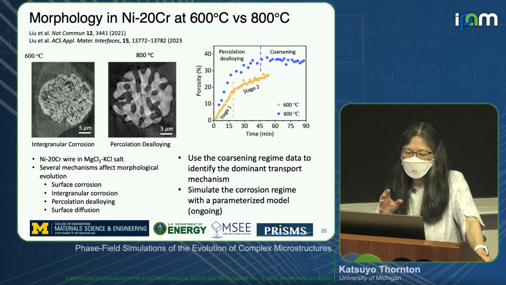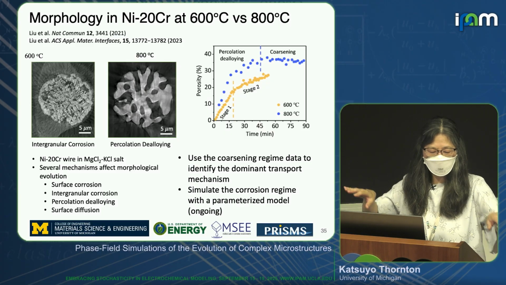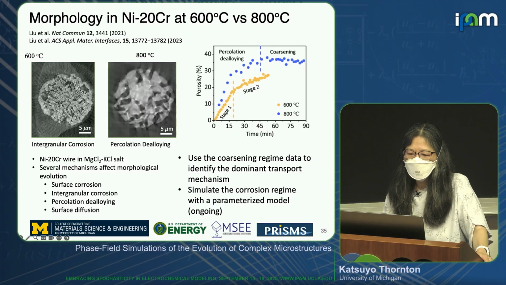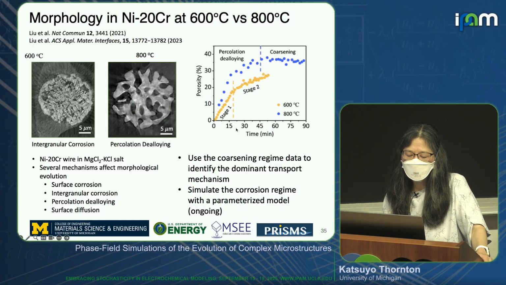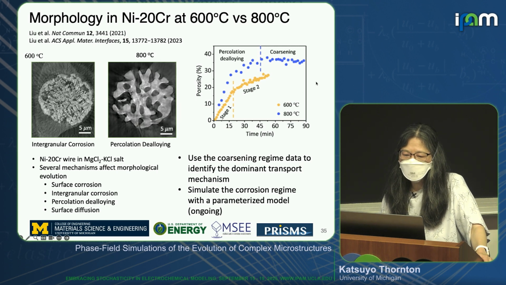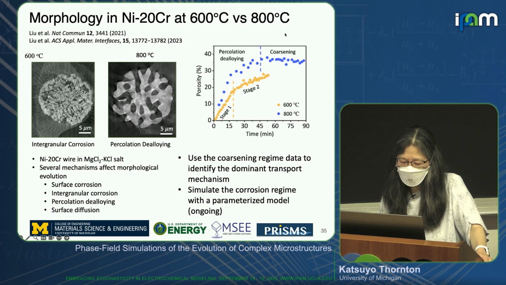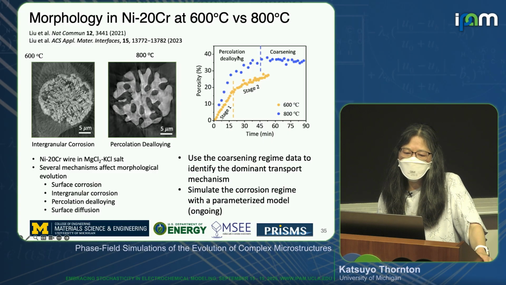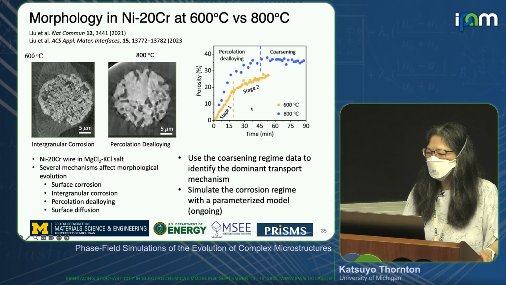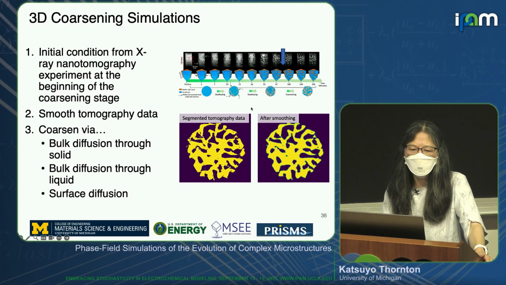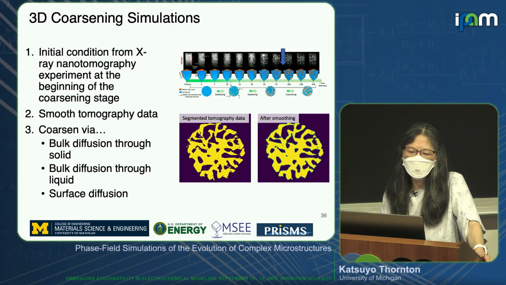And as a first step, we tried to separate the different stages. First, we weren't sure what mechanism is responsible for coarsening. So we started to look at the coarsening first, and then we are now doing more of the corrosion work. So I'm just going to briefly mention the 3D coarsening simulations that we've done, and that kind of illustrates how we are going to approach the corrosion work as well.